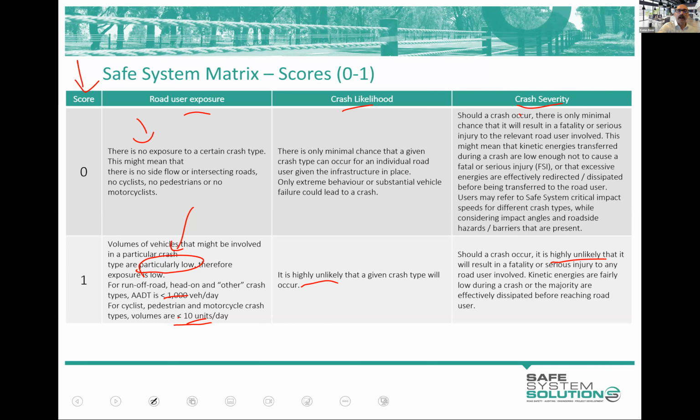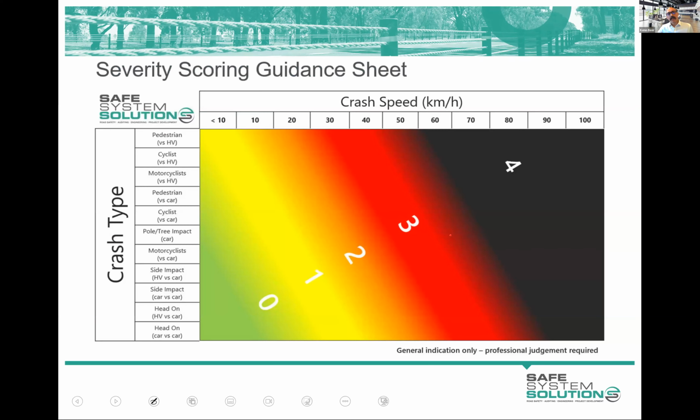And then it talks about here, users may refer to safe system critical impact speeds for different crash types while considering impact angle, roadside hazard, barriers, etc. Where they say users there, they mean users of the safe system assessment framework. But as we showed you, we've tried to help out a little bit with this, and this has been reproduced in Austroads documents, but it's just a general indication guide. It's not precise, but it helps out a bit.